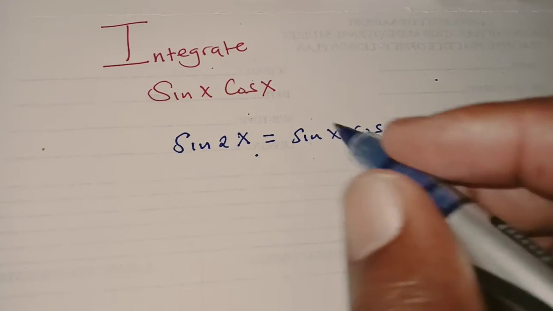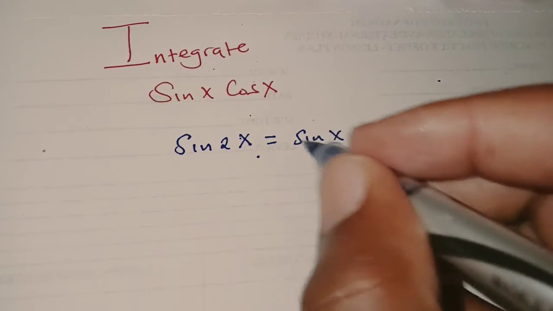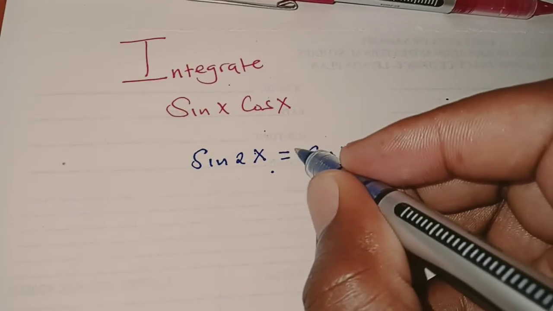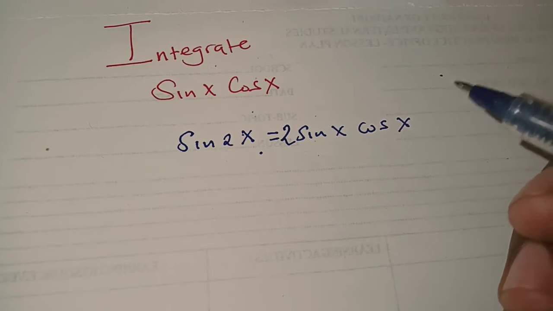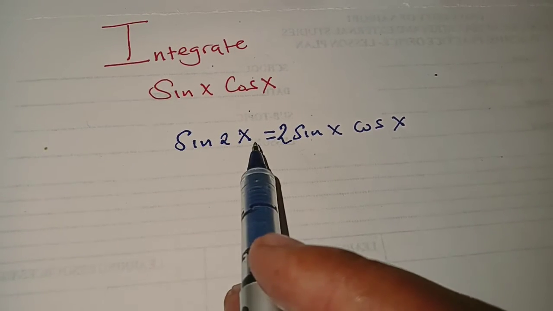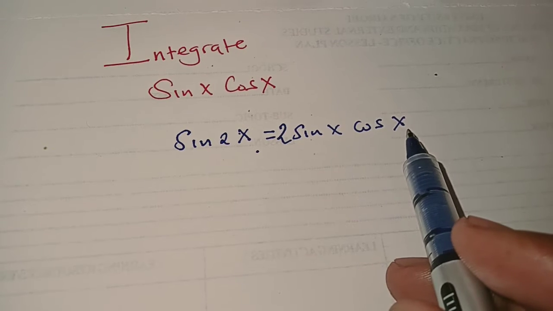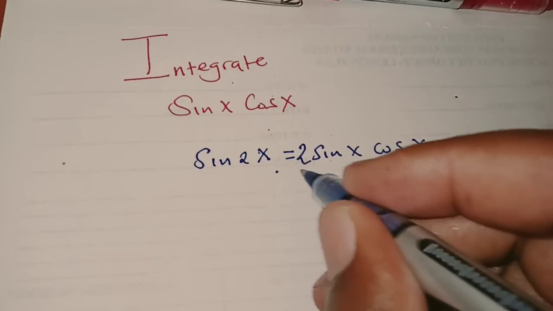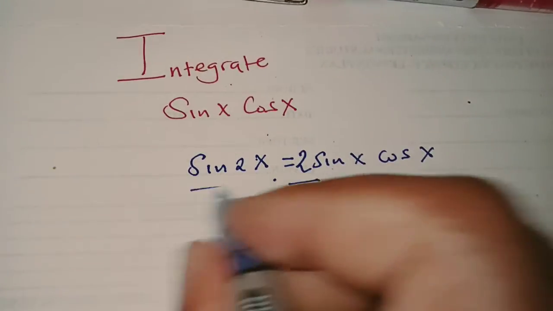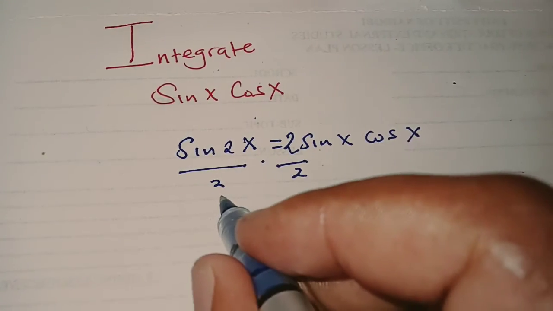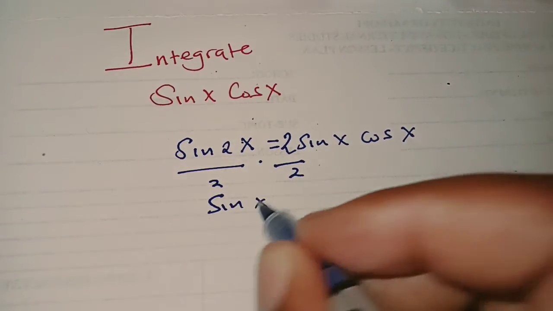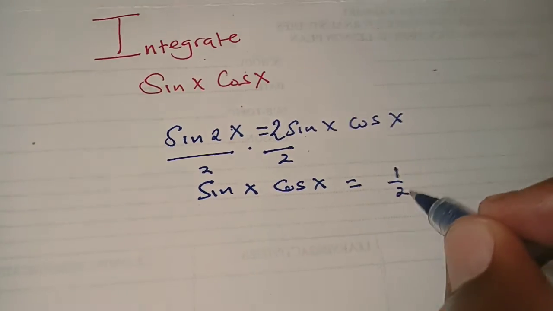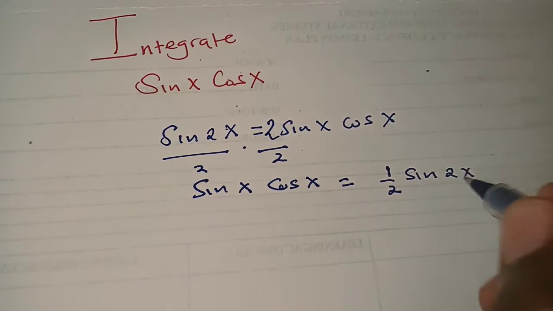And now from here, if you look at this, if you put a 2 here, let's put a 2 there. Sine 2x is 2 sine x cosine of x. All right. So if you want to get sine x cosine x, you can divide by 2 both sides. That's why I'm saying it's more or less like a trick here. So sine of x cosine of x is equal to a half sine of 2x.